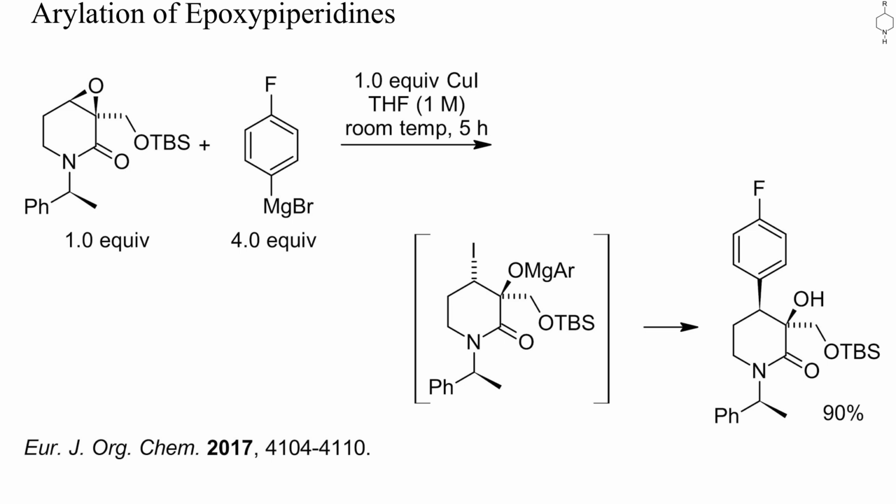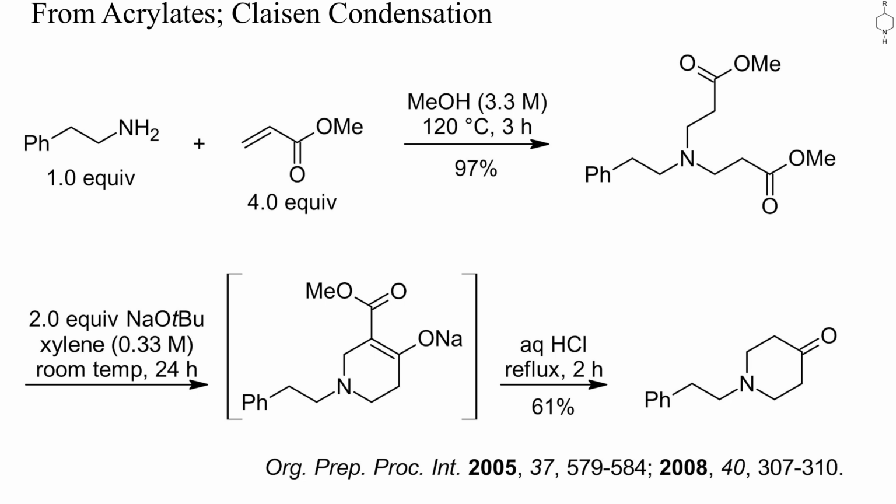Nevertheless, despite the large excess of copper iodide, mainly one diastereomer was formed. Let's check some examples of cyclization reactions. 4-Piperidinone, a valuable intermediate for the preparation of 4-substituted piperidines, can be prepared from primary amines and acrylates by intramolecular Claisen condensation and decarboxylation, as shown here.